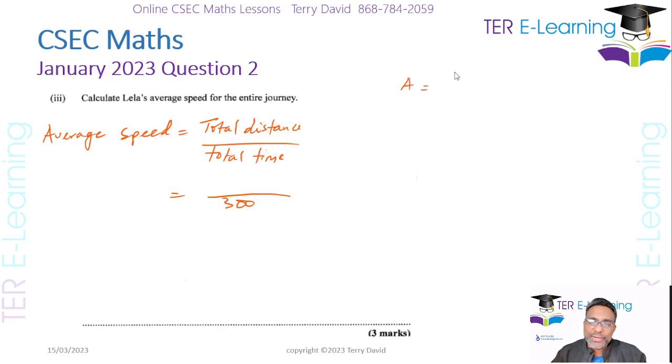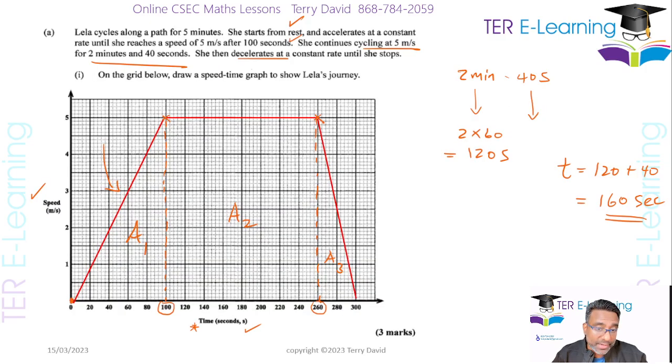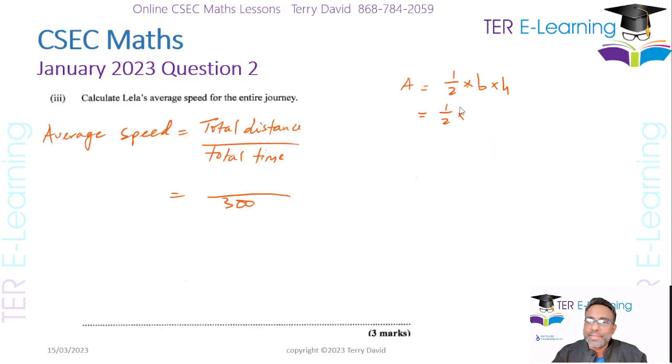A1 is a triangle. So it's a half by base by height. So in this case, it's going to be a half multiplied by, look at the diagram. The diagram has the information. The base is 100 and the height is 5. So it's 100 multiplied by 5, right? So half of 100 is 50. 50 by 5, that's 250 meters, right? So that's A1, right?